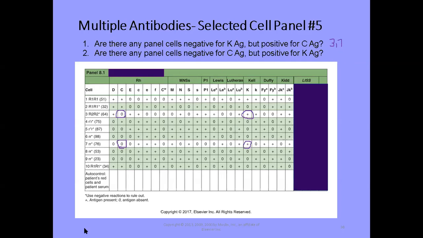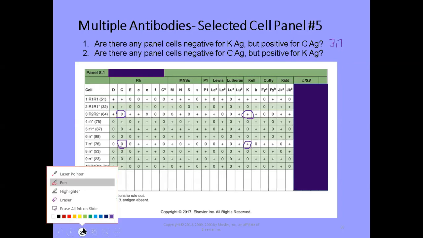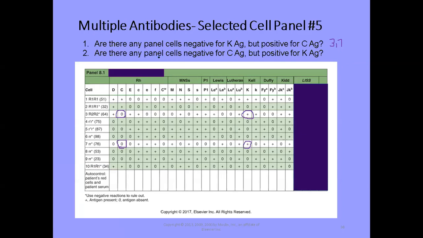And then secondly, I'll use a different color. Are there any panel cells negative for C antigen? I did this backwards. I did this one first. Oh, let me get my eraser.